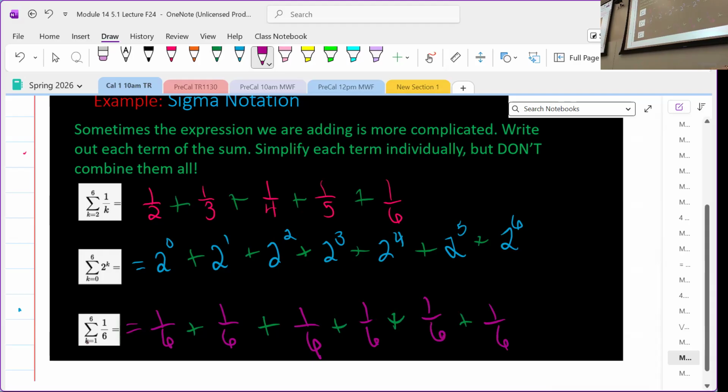So going from k equals 1 to 6 of the formula 1/6, I am adding 1/6 6 times because there's 6 terms, 6 indexes in my summation. So this ends up being 6 times 1/6.